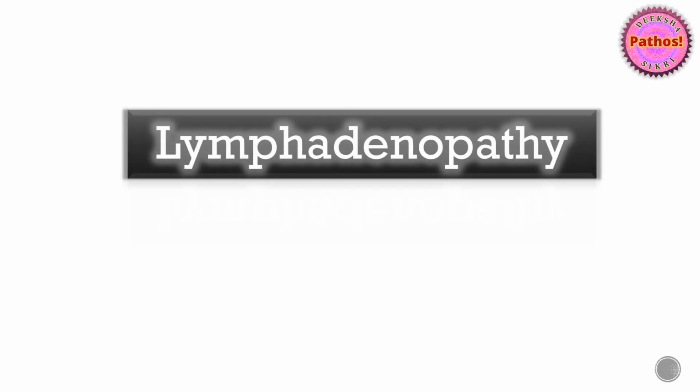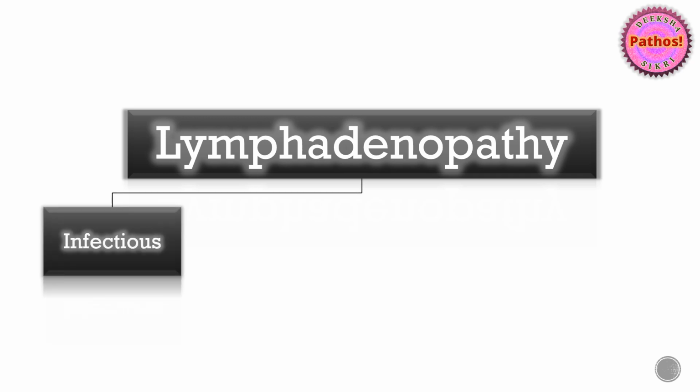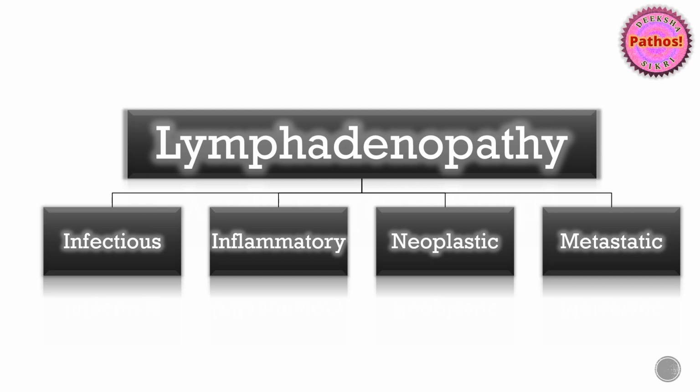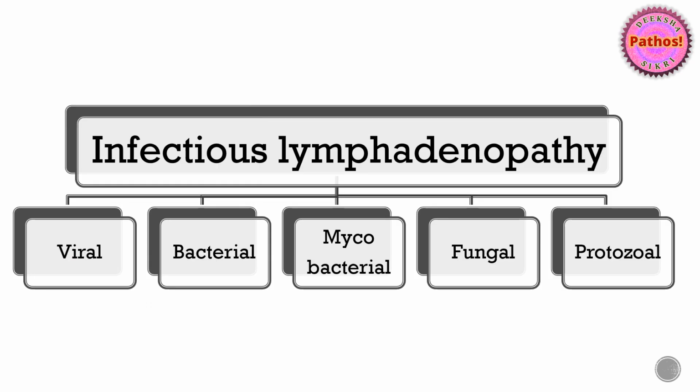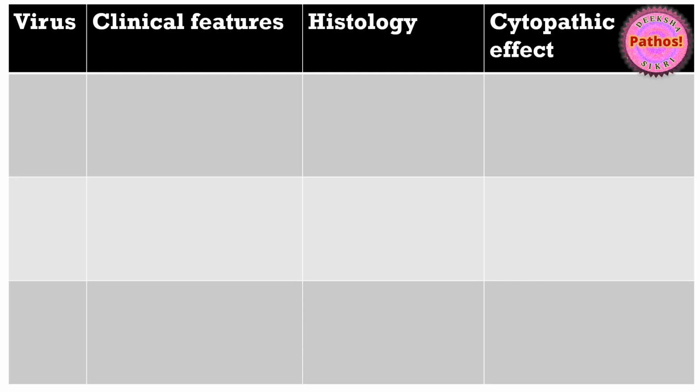Next, let's go to lymphadenopathy classification: infectious, inflammatory, neoplastic, and metastatic. So an organism, an inflammatory condition, neoplastic, which means lymphomas, and under metastasis, again, I will say a carcinoma of unknown primary. We are first going to talk about infectious lymphadenopathy. And under infectious lymphadenopathy, we can talk about a couple of organisms: viral, bacterial, mycobacterial, because this is where granulomatous inflammation comes in, fungal, of course that also has granulomas, and protozoal.